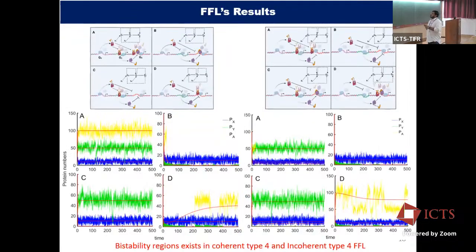Here I have shown the results related to the feed forward loop case. This side is the coherent feed forward loop and this is the incoherent feed forward loop. Why coherent? Because if we go from GX to GA, it is positive, positive, positive, and this side also it is positive. But here, this is positive but this arrow is negative. When there is a positive and negative, it is called incoherent. When they correlate with one another, they are called coherent feed forward loops. We have shown these results, and found that there exists a bistability region for coherent type 4 and incoherent type 4.